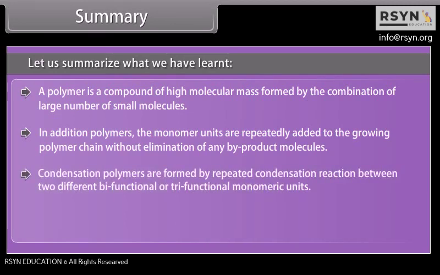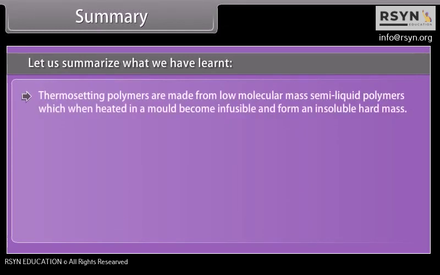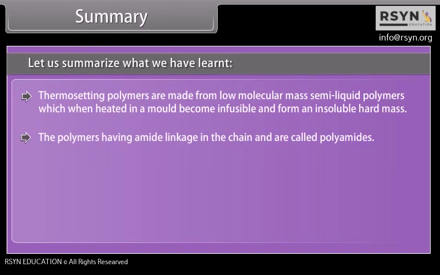Condensation polymers are formed by repeated condensation reactions between two different bifunctional or trifunctional monomeric units. The polymers in which polymer chains are held together by the weakest intermolecular forces are known as elastomers. Thermosetting polymers are made from low molecular mass semi-liquid polymers, which when heated in a mold become infusible and form an insoluble hard mass. The polymers having amide linkage in the chain are called polyamides.